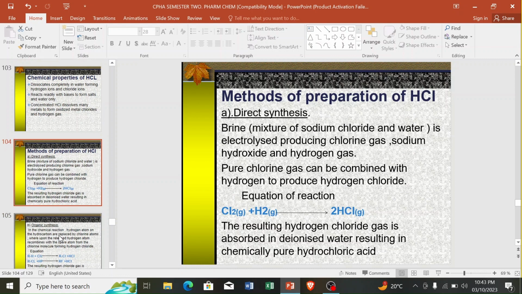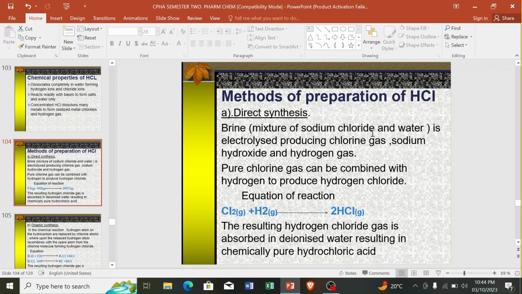Methods of preparation of HCl. HCl has briefly 3 methods of preparing it. One of the methods is what we call direct synthesis. Direct synthesis is when we use a mineral called brine. Brine is a mineral that has a mixture of both sodium chloride and water.